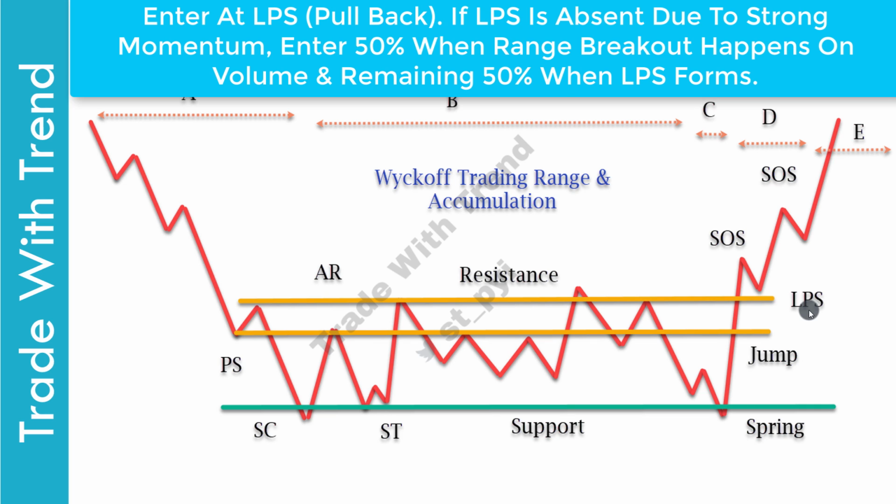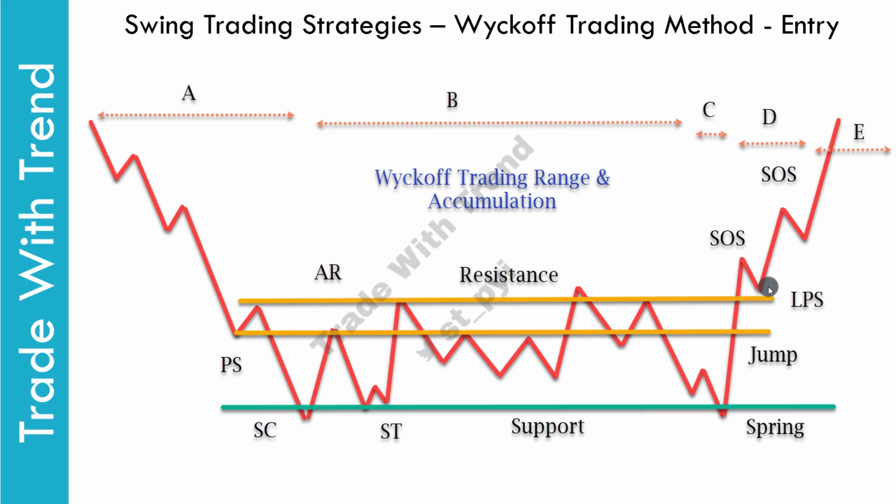At times you will see that LPS does not form immediately after breakout of the range, and this is mainly when momentum is exceptionally strong and price takes off in a vertical manner. To avoid such instances, you can enter 50% of positions once the breakout has happened on expanding volumes. This way, you would not miss out on any momentum-oriented move. Now, the remaining 50% of positions can be added when the last point of support is tested. I hope this particular aspect is clear.